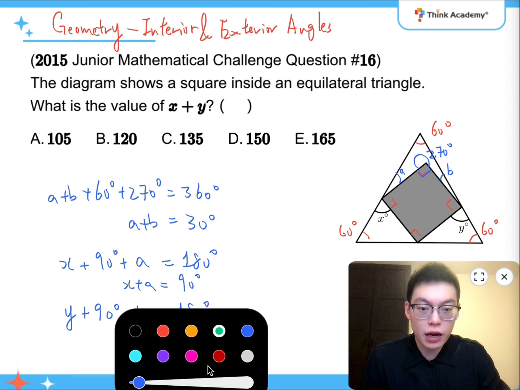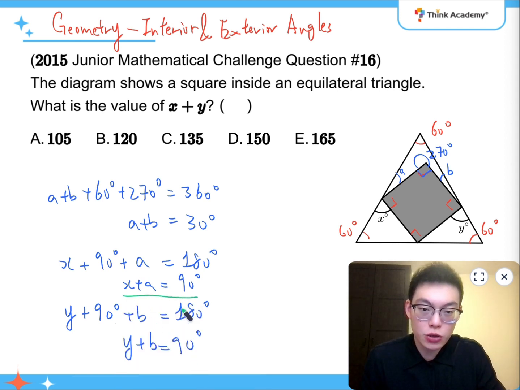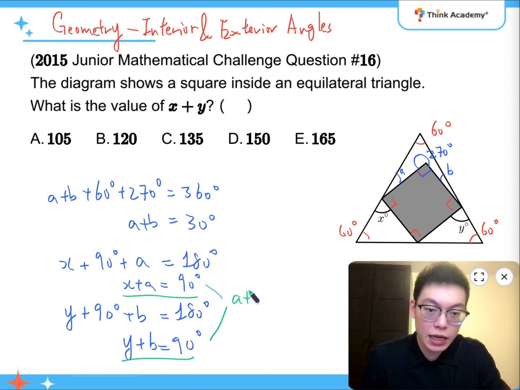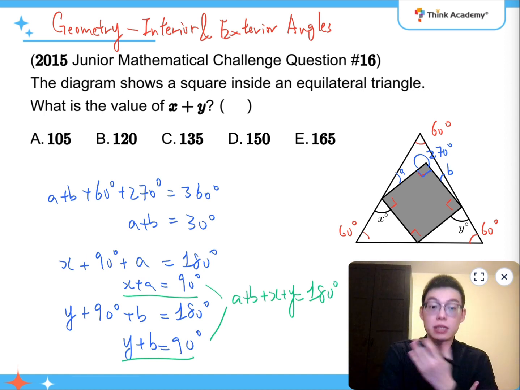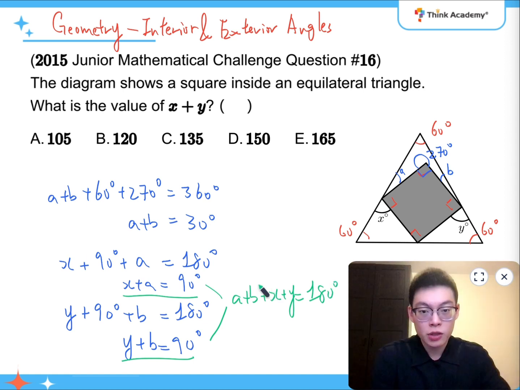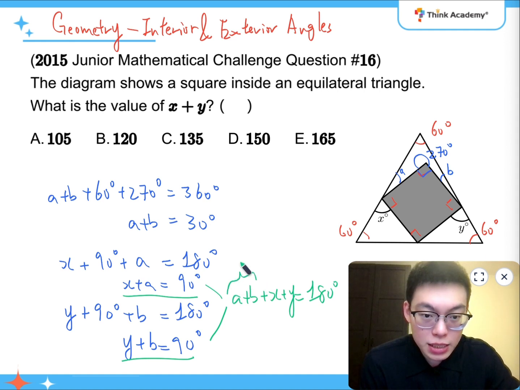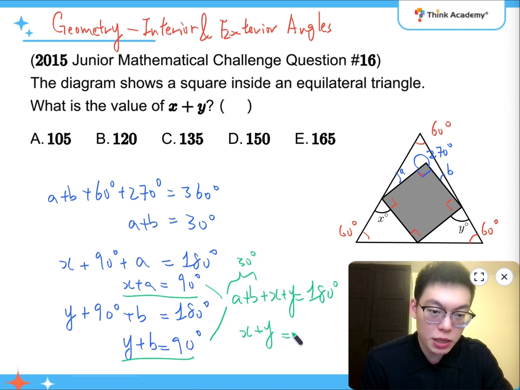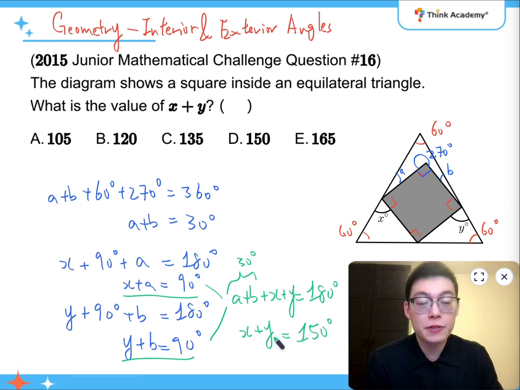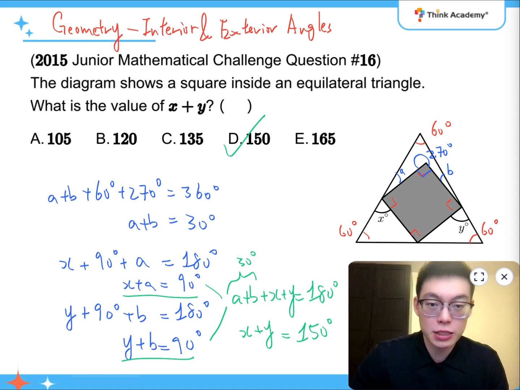So now if I combine these two equations together, we'll have A adding B adding X adding Y equals 180 degrees, right? That's the two 90s added up. Also, we know that A adding B is 30 degrees, which means that X adding Y is going to be 180 take away 30. That is 150 degrees. So the answer is going to be D for this first question.